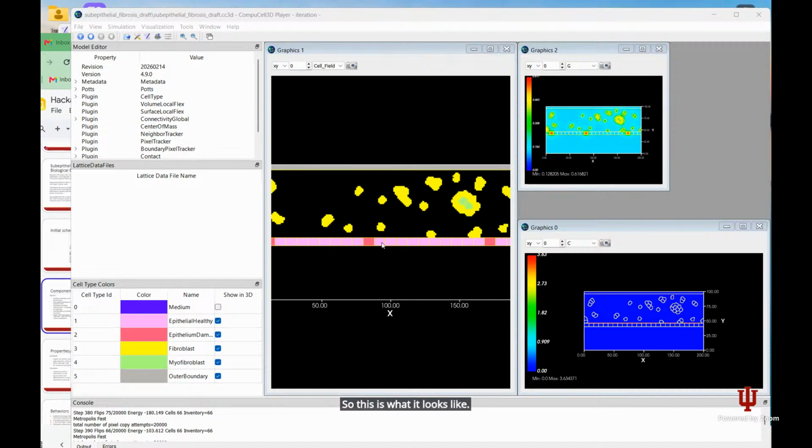Just to get a sense of what's included. There's an epithelial layer, there's fibroblasts and myofibroblasts in the subepithelium, there's space below the epithelium, that is the airway. That's what we've got so far.